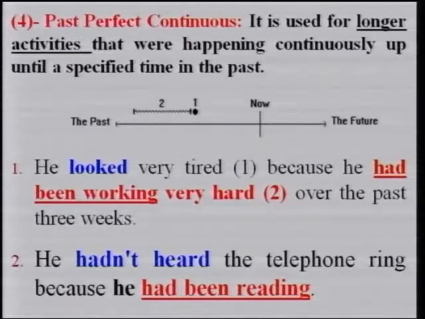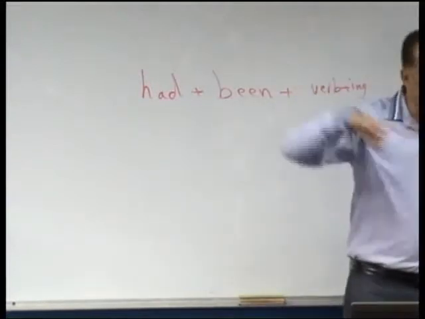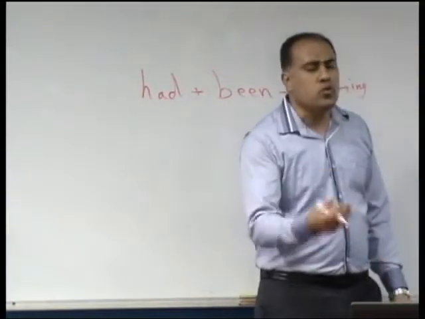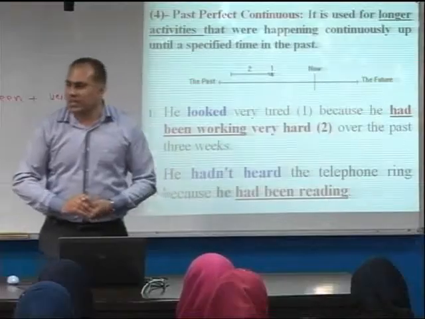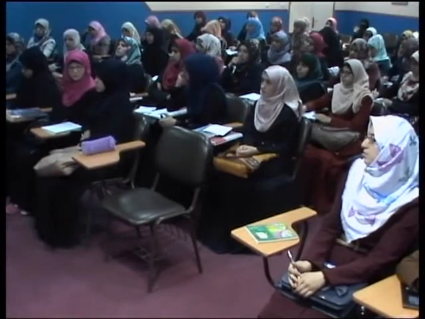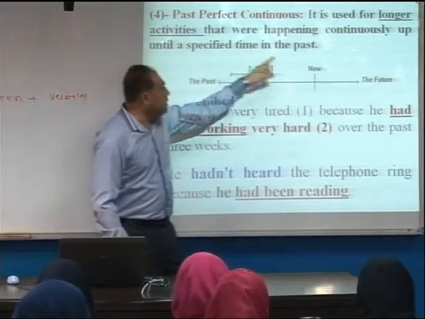Okay, had been because it's the past perfect, and -ing because it is continuous. So it is a mix of continuous and perfect tenses together. Okay, so when do I use it? It's basically to express the duration of an action. Very nice. It's very much like the past perfect simple tense, except I am focusing on duration.